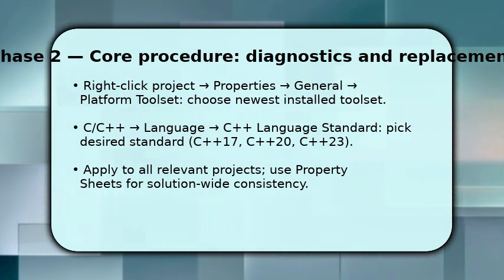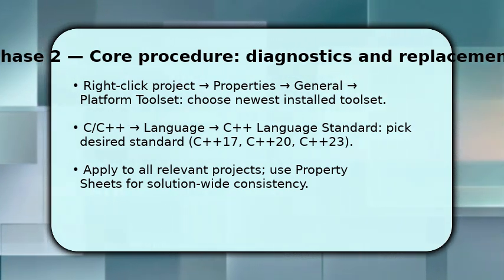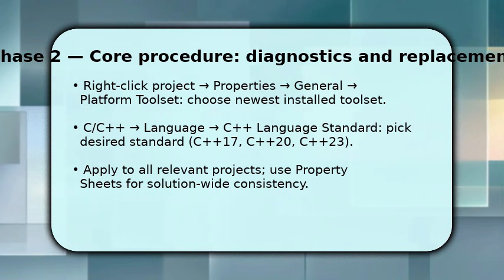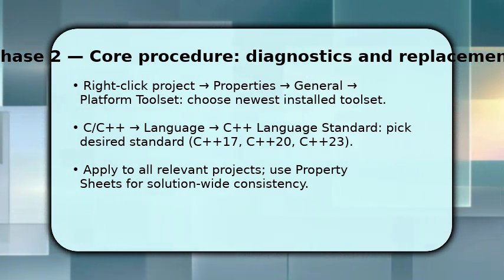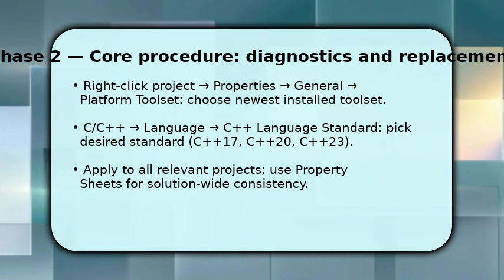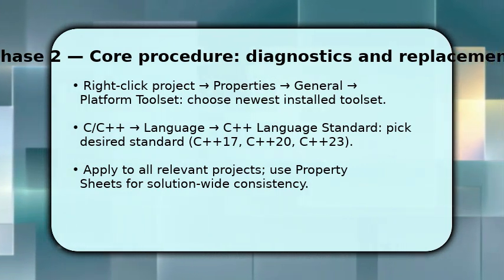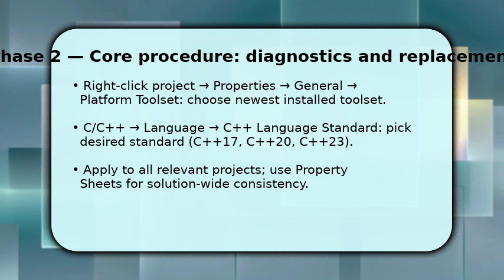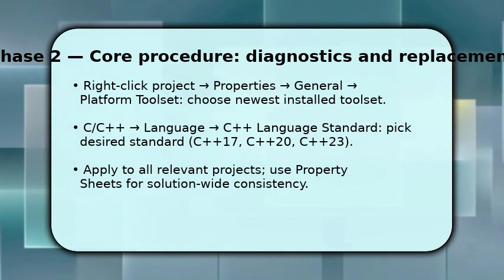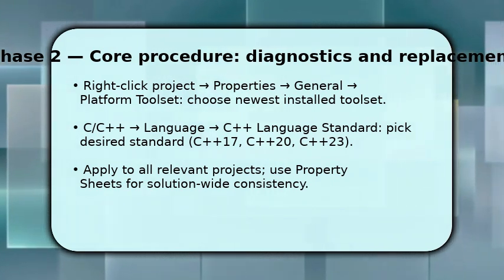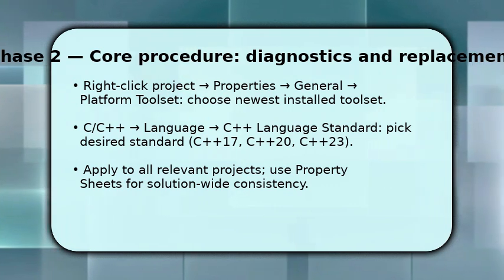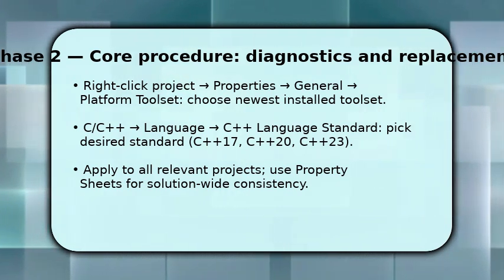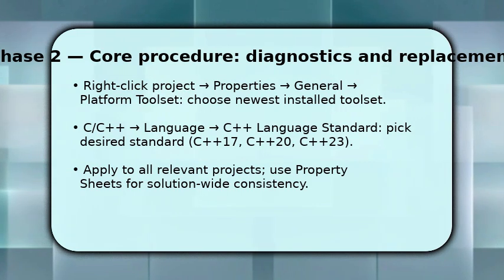Next, go to C/C++ > Language and select the C++ language standard you want. Select C++17, C++20, or C++23 depending on features you need. Make sure to apply changes, and if you have multiple projects, use a property sheet so all projects share the same toolset and avoid mismatched ABI issues.